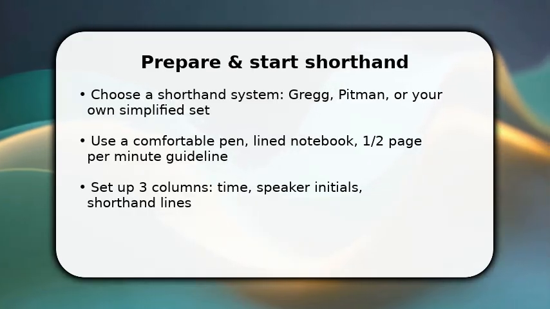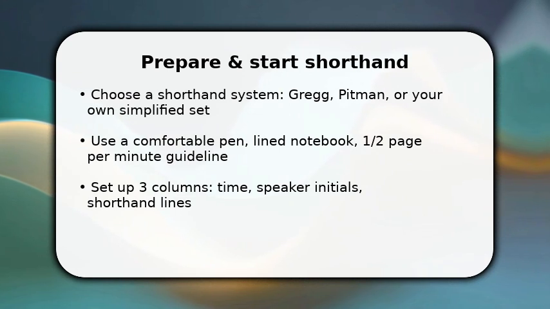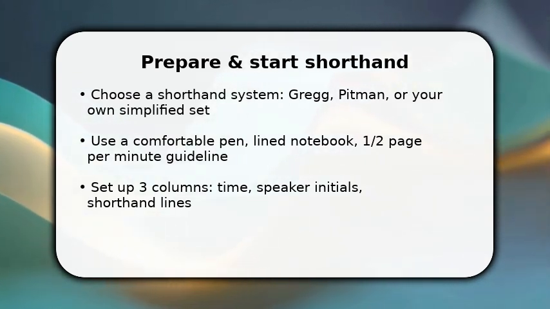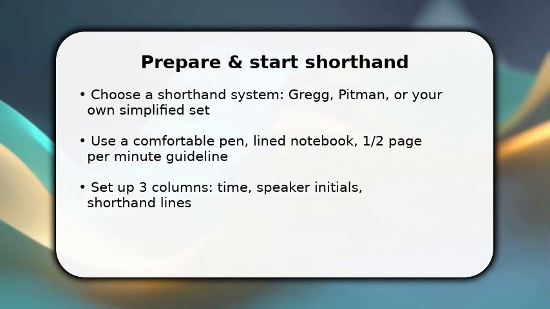You begin by choosing a shorthand system and committing to a lean symbol set. Choose Gregg, Pitman, or simplified outlines you can write consistently. Sit with a comfortable pen and line spacing that matches your speed. Shorter strokes reduce fatigue. Start the first dictation immediately.